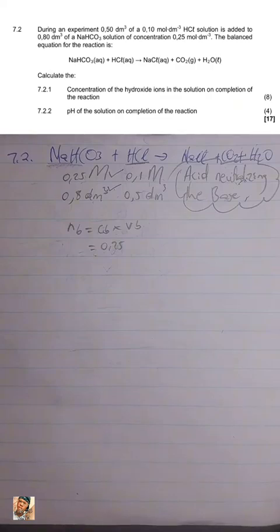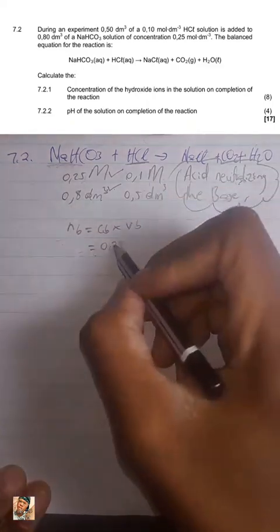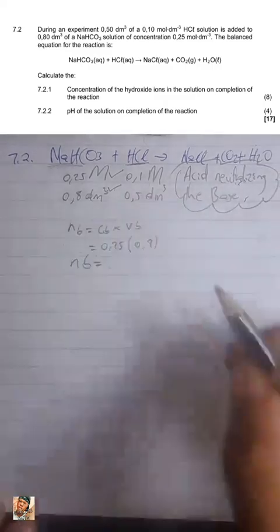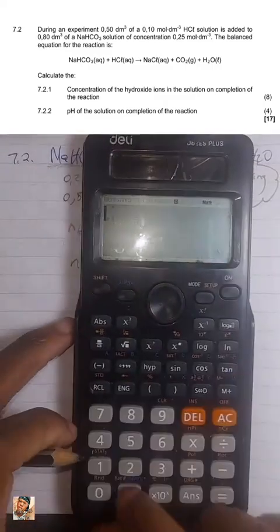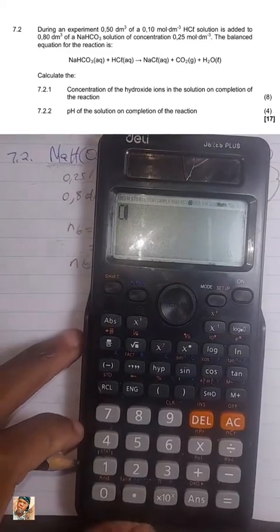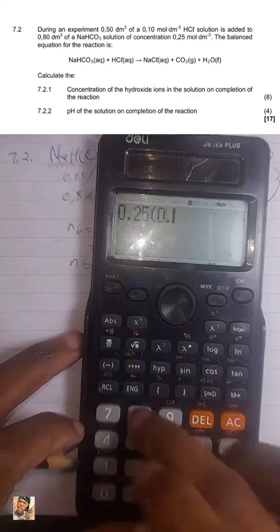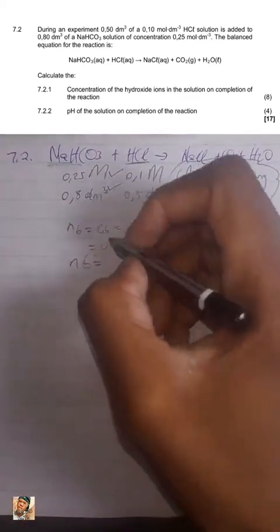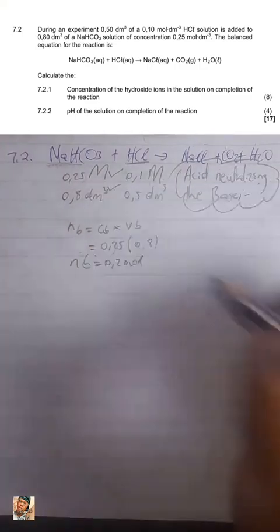The concentration of the base is 0.25 moles per cubic decimeter. If this was in moles per cubic centimeter, we would have to convert from centimeters to decimeters. Fortunately, it is already in cubic decimeters, so we are on the safe side. So 0.25 multiplied by the volume, which is 0.8. Pressing that into a calculator, 0.25 multiplied by 0.8 gives us 0.2. So the number of moles of the base is 0.2 moles.